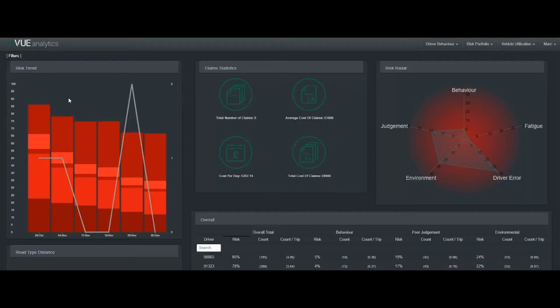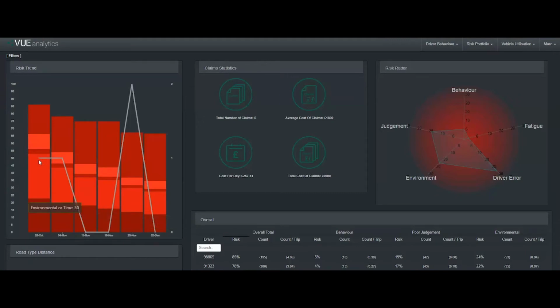This is the VUEanalytics risk dashboard. What this is doing is telling us which drivers are most likely to have an accident that involves an injury. In this chart here, we're able to see which drivers are displaying which particular risk factors and the accumulation of those risk factors. We've got a time period here, which is a week, and we can see that the risk factors are reducing, which is what we want to be able to see. And we can actually see the pattern of reduction of those risk factors.